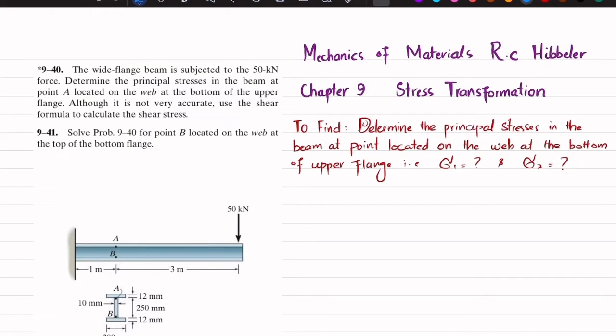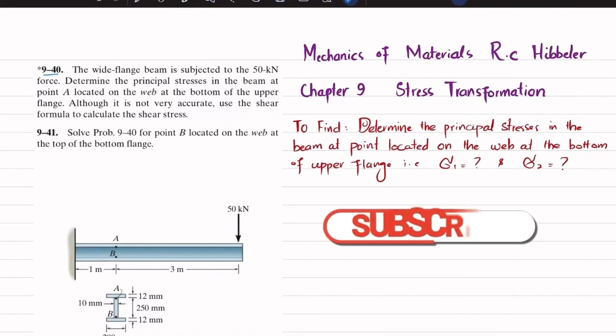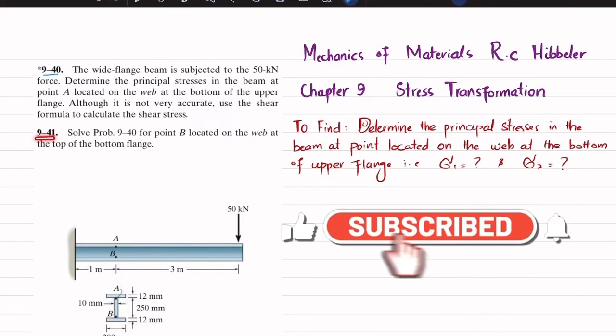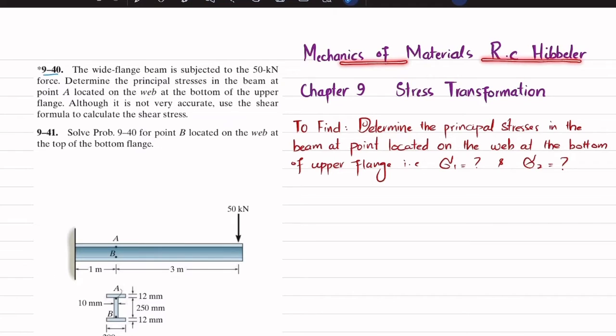Welcome back. In our previous video, we solved problem 9-40, and in this video, we are going to solve problem 9-41, that is taken from chapter number 9, Stress Transformation, and the book is Mechanics of Materials by R.C. Hibbeler. The statement is: the wide flange beam is subjected to a 50 kilonewton load. Determine the principal stresses in the beam at point B. Here it is given that point B is located on the web at the top of the bottom flange.